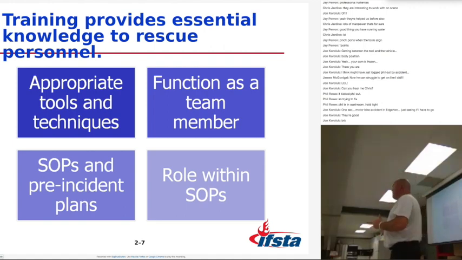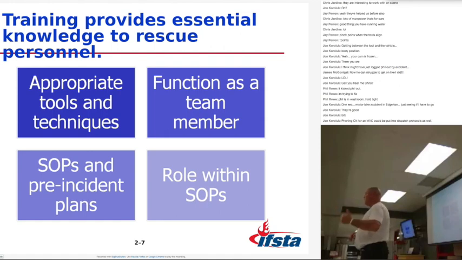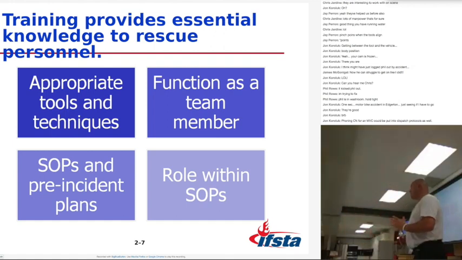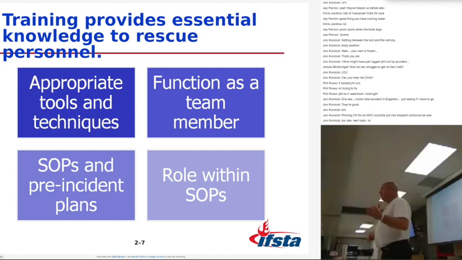Function as a team member. What's our number one bad F word in the fire service? Freelancing. Especially from an officer's perspective, I have certain tasks that are coming down the chain, and people need to be assigned to those tasks. If someone's MIA because they're off doing something they think is functional, which isn't, it's not operating as a team.